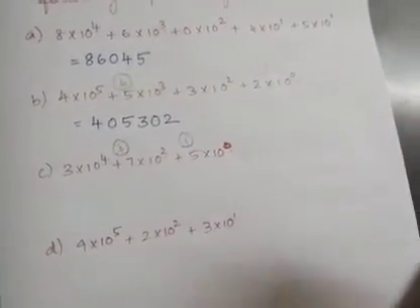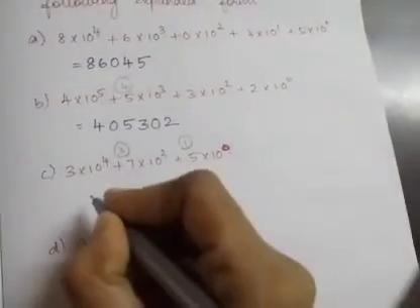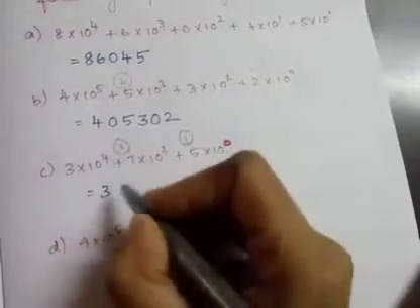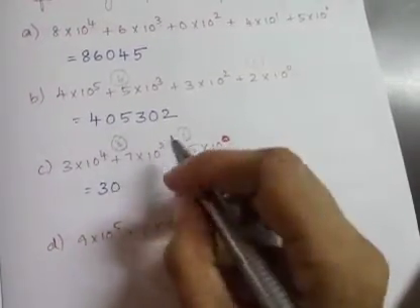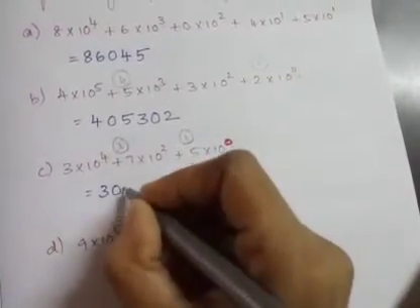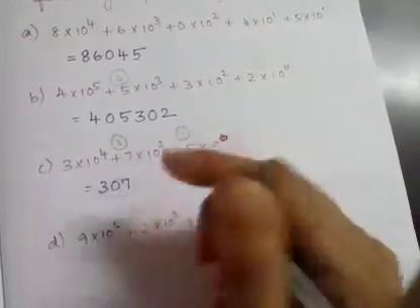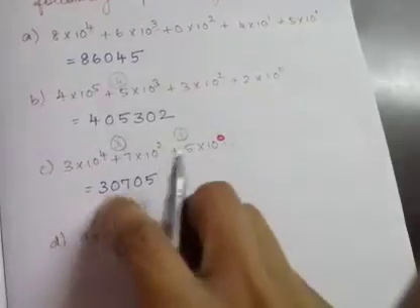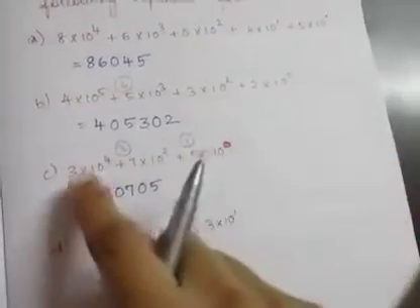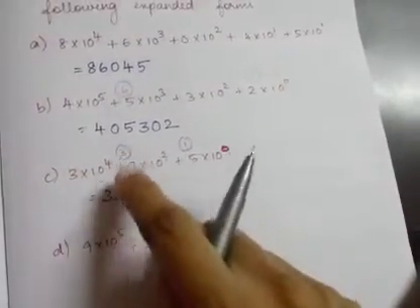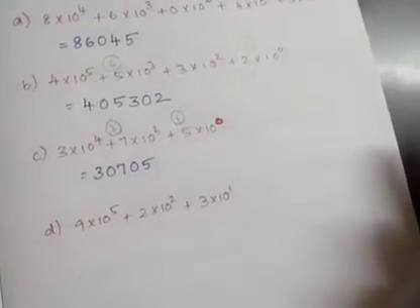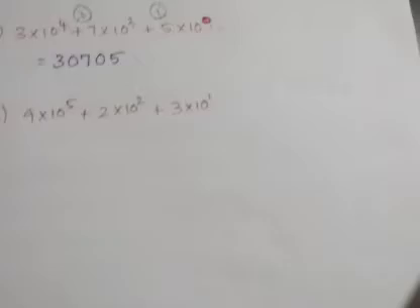So check whether it is in decreasing order. So what will you write? 3. After that, third power is missing, so 0. Second power value is 7. Then first power value is 0. 0 power is 5. So 3, 0, 7, 0, 5. So listen, 3, 0, 7, 0, 5. Okay. Now next problem.